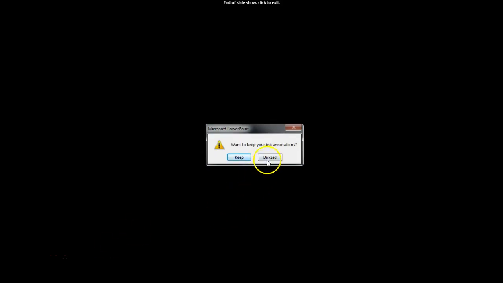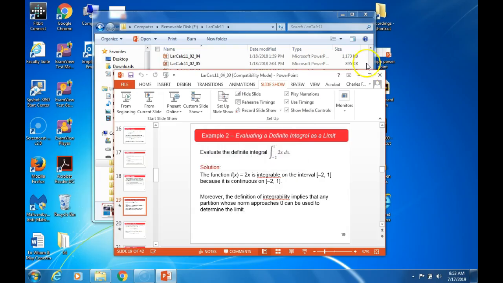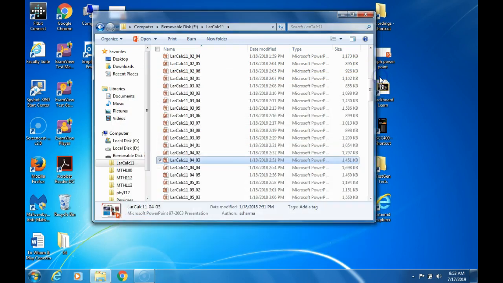So let's discard that and move on to section 4.4.